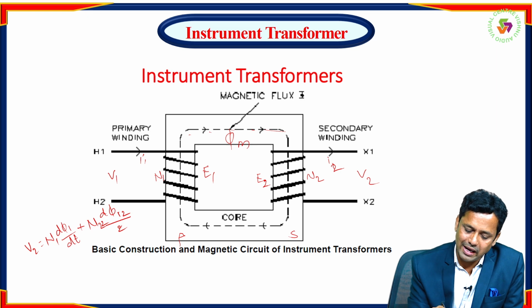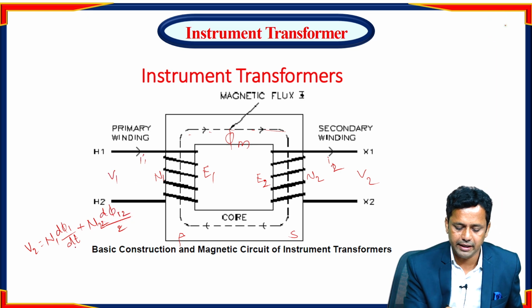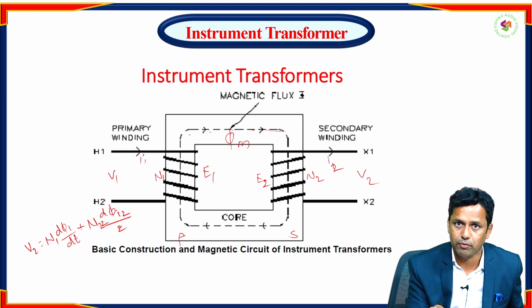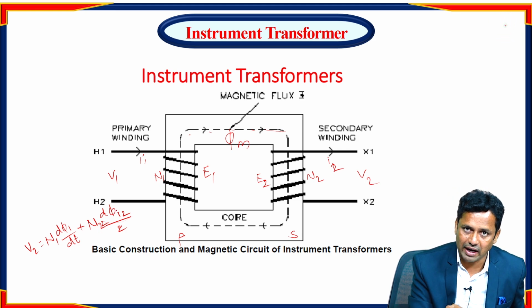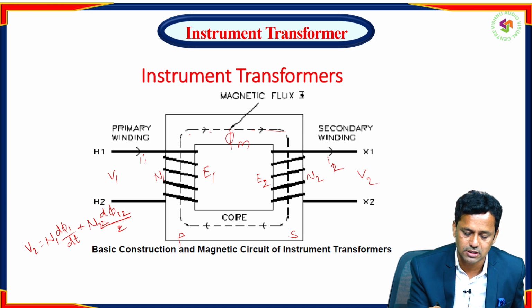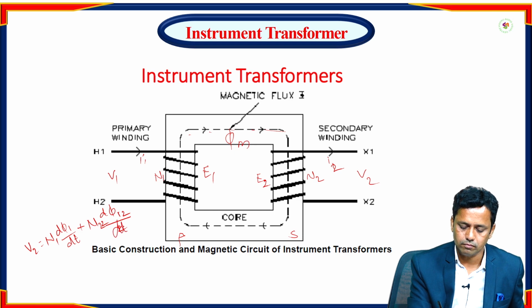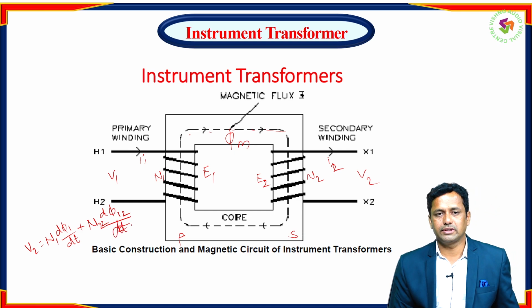So the output of the d phi value is N1 into d phi 1 by dt plus the number of turns in the secondary, N2 into d phi 1 2 by dt. So the flux of the primary side is 1 and the flux of the secondary side is 2. So this is the equation, the major equation.